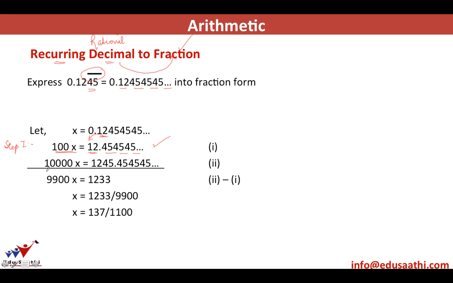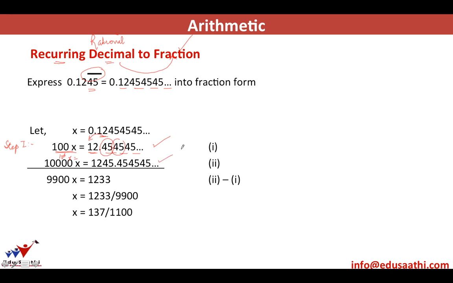The second step would be, I would be multiplying the left hand side with the number of 1 followed by zeros, which is equal to the number of digits in the repeating part. So there are 2 digits in the repeating part, and I will be multiplying the left hand side again with 100. So that means 1 followed by 2 zeros, 100. So left hand side becomes 10 raised to power 4 x, and the right hand side is 1245.4545. So this is the second step.